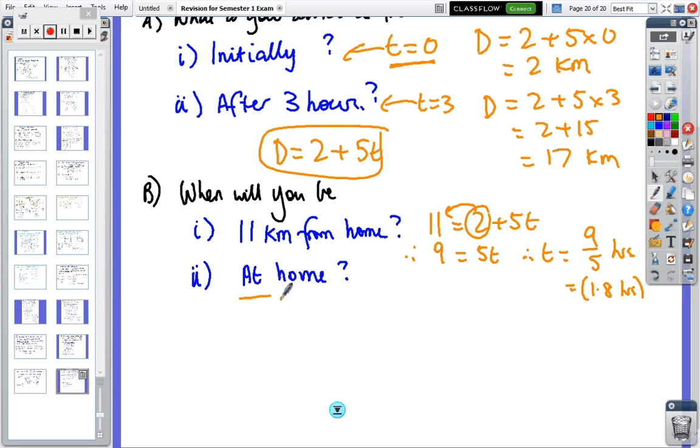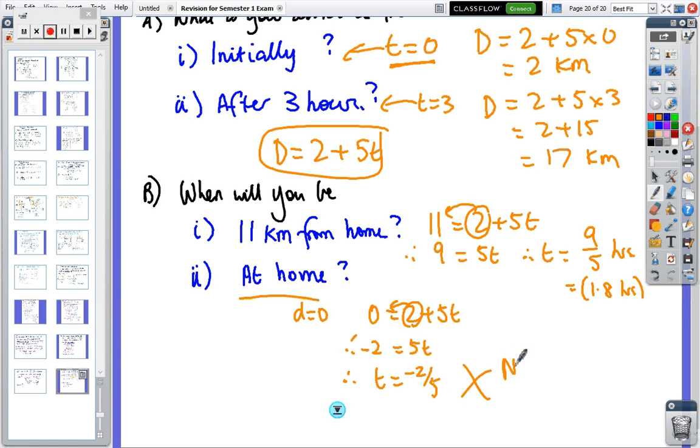Okay, when will you be at home? Well, if you're at home, then the distance would be 0. So 0 equals 2 plus 5t. Take the 2 across. So minus 2 equals 5t. You divide by that, which means you'll never be at home. There is no negative time. So you will never be home. Trick question.